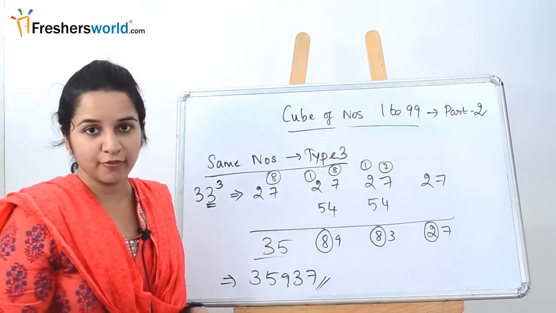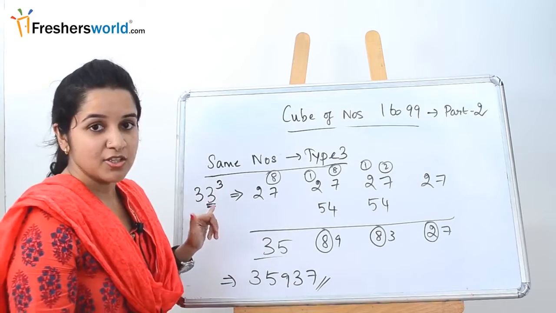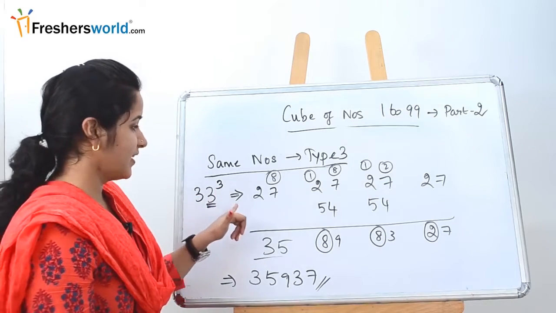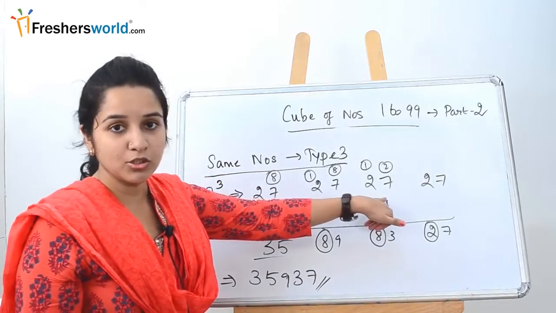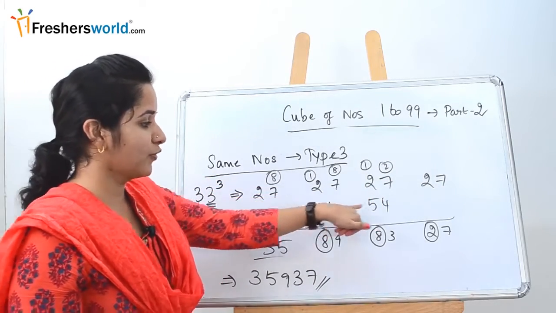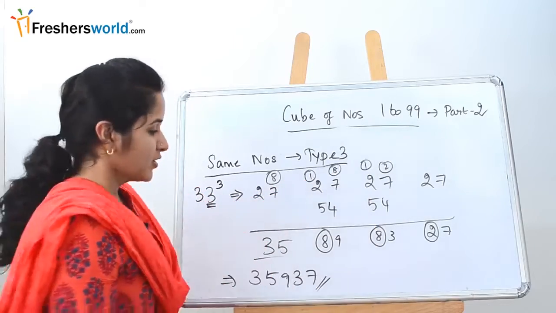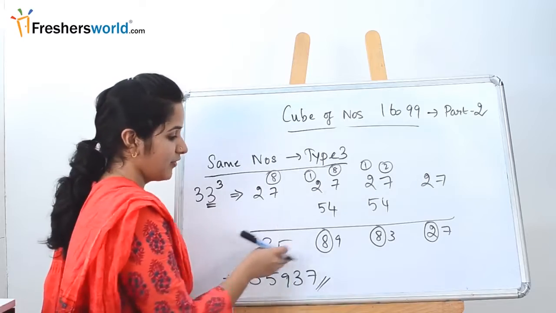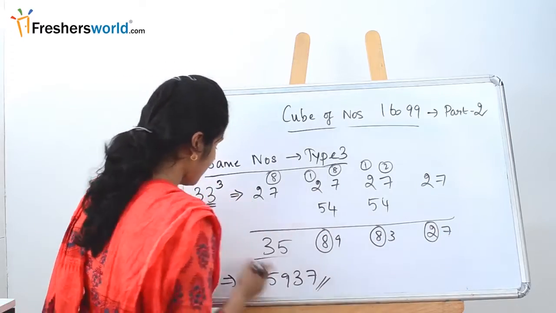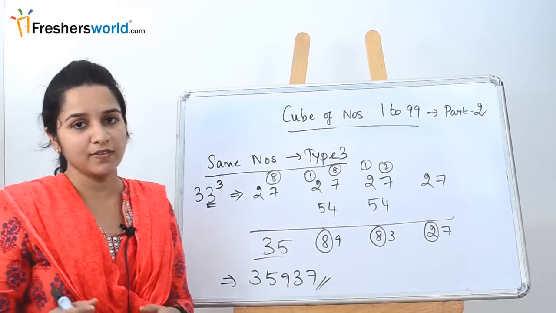So what did we do in this type 3? We found the cube of whatever number they have given. So 3 cube is nothing but 27. So 27 we write across. Then we as usual multiply the middle two digits by 2, which is nothing but 54, 54. Add it. So whatever is not in the circle will come as the answer. So 35937. So 33 cube is nothing but 35937.